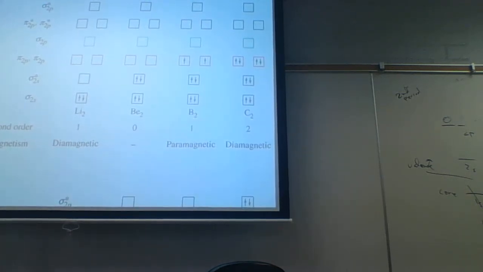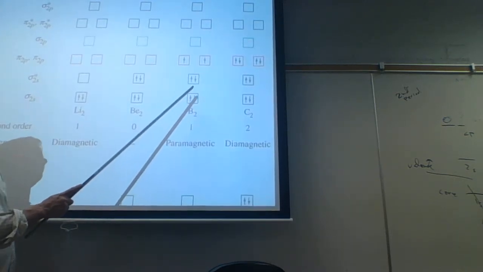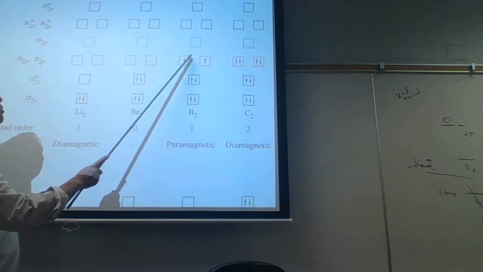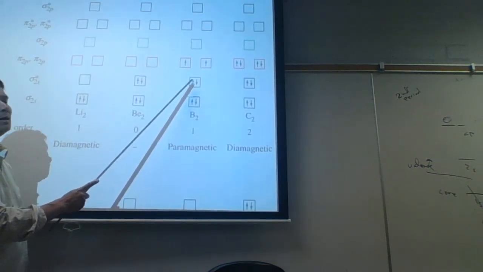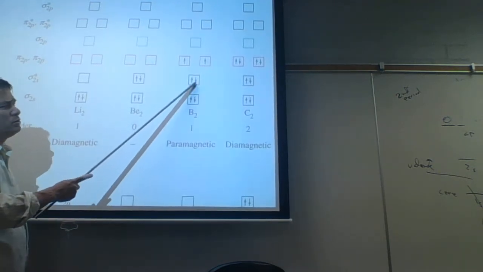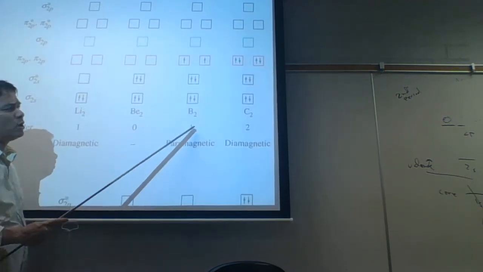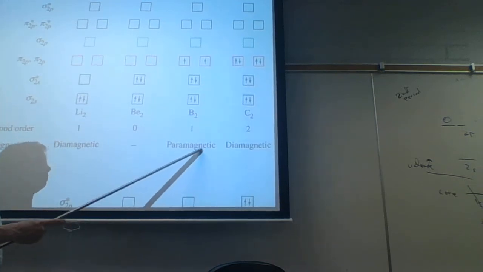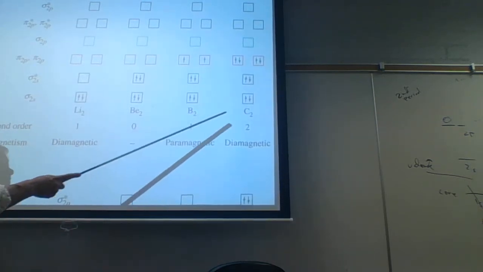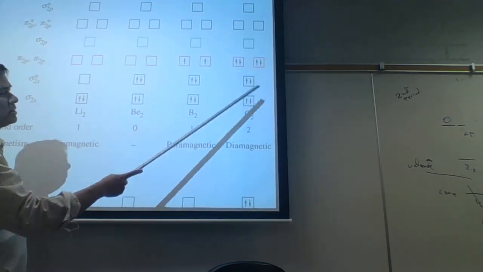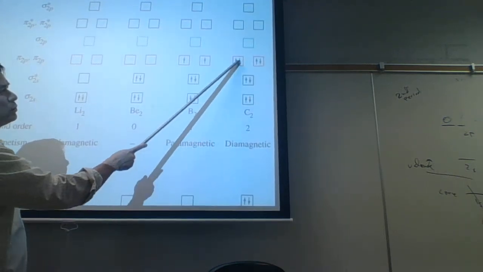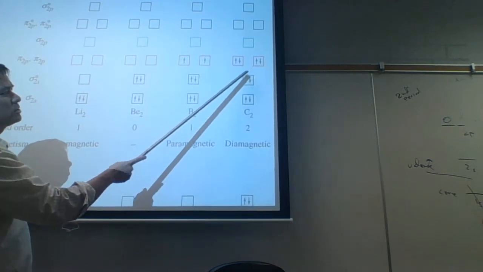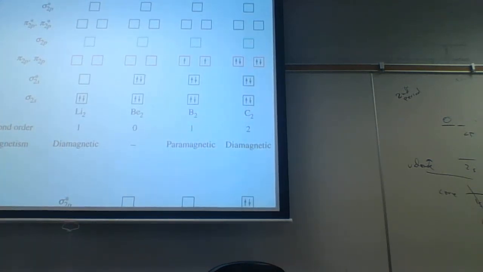B2 does exist, diatomic boron. Diatomic boron would be, we'd have 2, 3, 4 bonding electrons minus 2 antibonding. And so if I have 4 bonding minus 2 antibonding, that gives me a bond order 1, single bond. So it should be paramagnetic. Diatomic carbon should exist. It would have a double bond or bond order 2. That is 2, 4, 6 bonding electrons, 2 antibonding electrons. It would be diamagnetic.